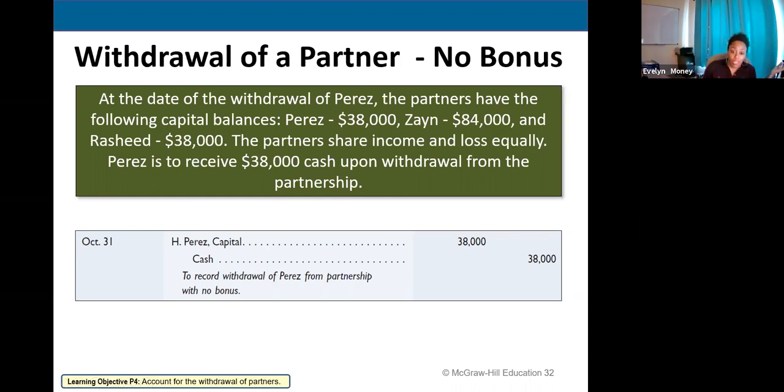And I say this works because there's no bonus. Perez has a capital balance of 38, and the partnership gives him $38,000 in cash. He got exactly what his equity balance is worth. So no additional accounts need to be debited and credited. Just take Perez off the books by debiting that capital account and crediting cash to show the cash coming out of the partnership.